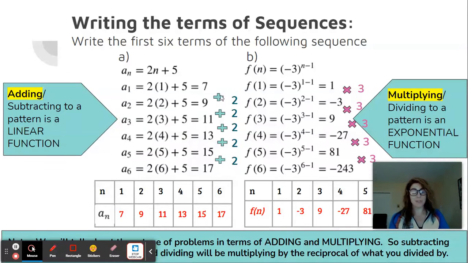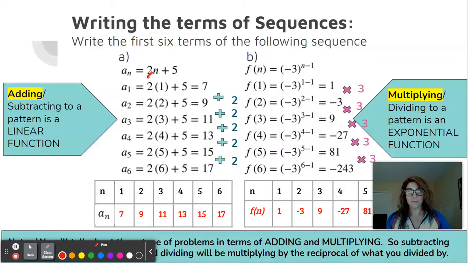And in fact, that 2 is actually in the exact same position as the slope, if we want to consider it a slope, of this given function, 2 times n plus 5. That's kind of like y equals mx plus b. So the fact that these 2s all relate to the 2 here is not a coincidence. Okay, so adding and subtracting shows a linear pattern.